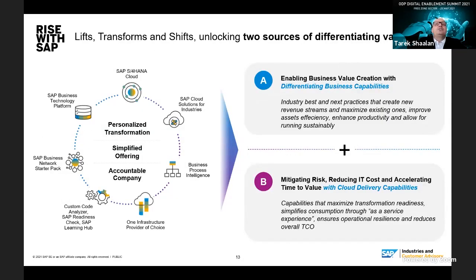And if we think about two things that you would gain out of RISE, it is to lift, transform, and shift, unlocking two sources of differentiating value, which are enabling the business for value creation with differentiating its capabilities, and mitigating the risk by reducing the IT cost and accelerating the time to value with cloud delivery capabilities.